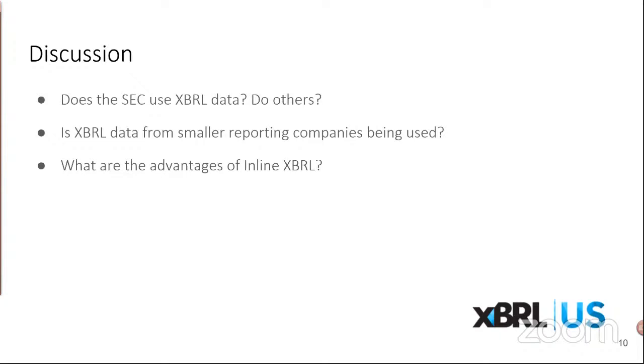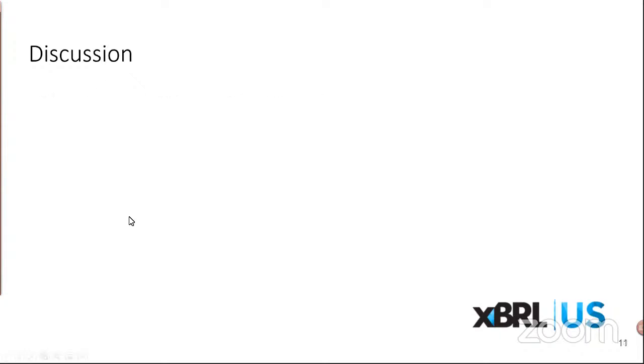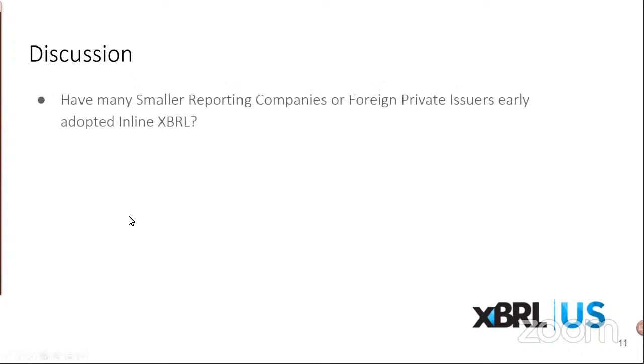Okay, I know we have several more questions here, so we're going to move on to the next one. So how many smaller reporting companies or foreign private issuers early adopted Inline XBRL? So between June 15th of last year and May 4th of this year, a little over 1,000 smaller reporting companies and a little over 1,000 non-accelerated filers have early adopted Inline XBRL. We also saw north of 90 foreign private issuers who have submitted their filings in Inline XBRL.